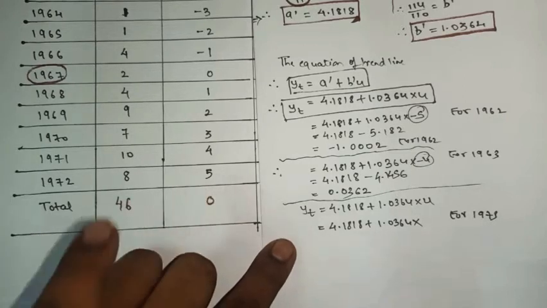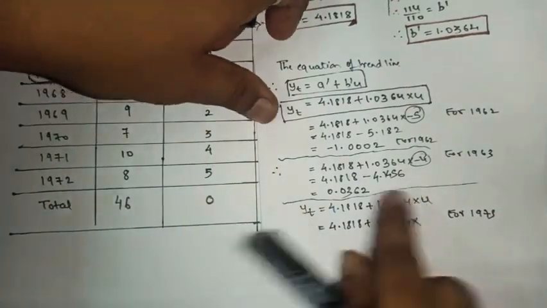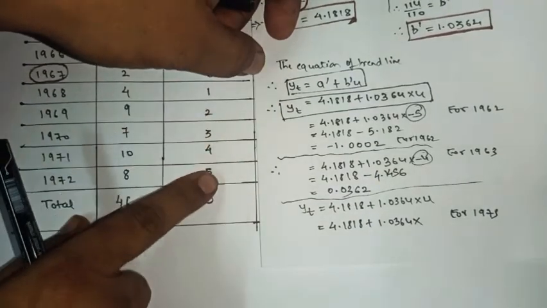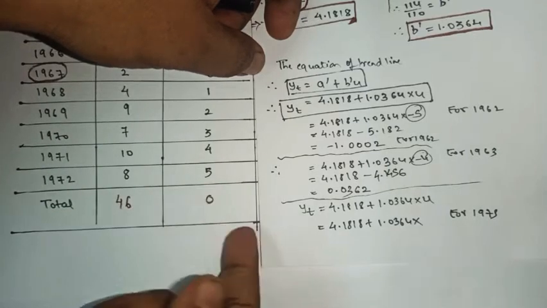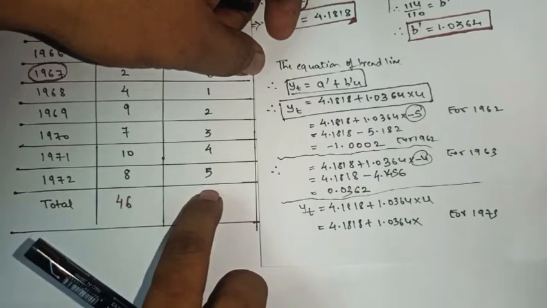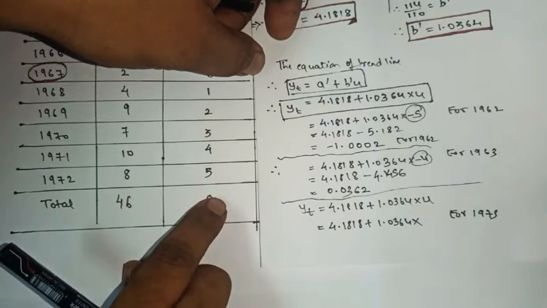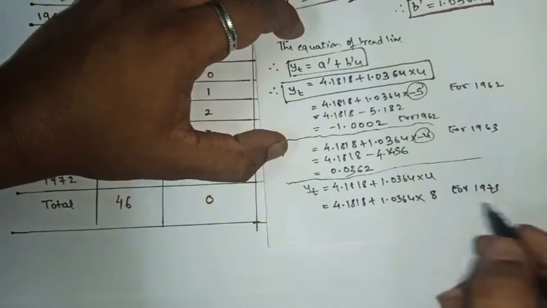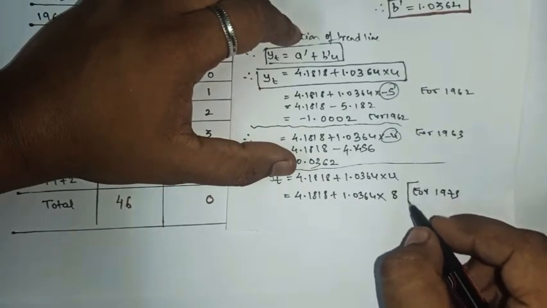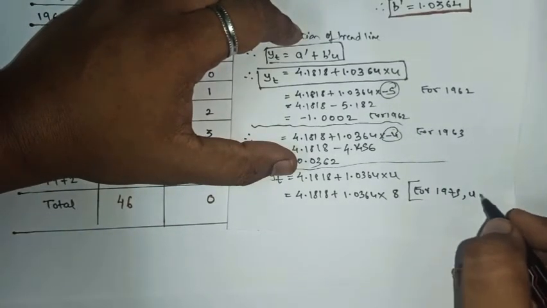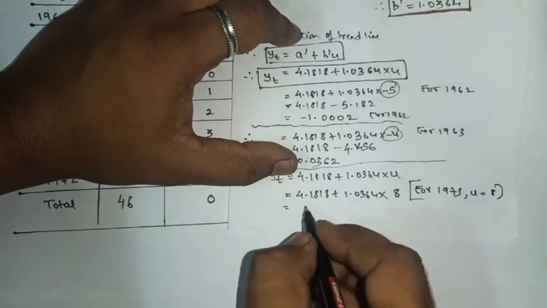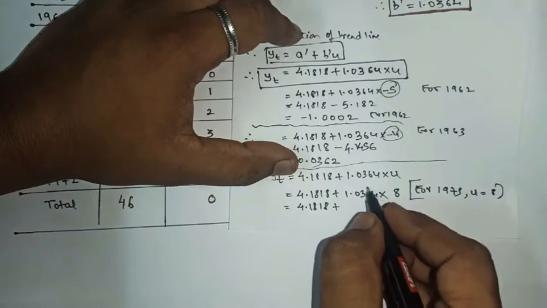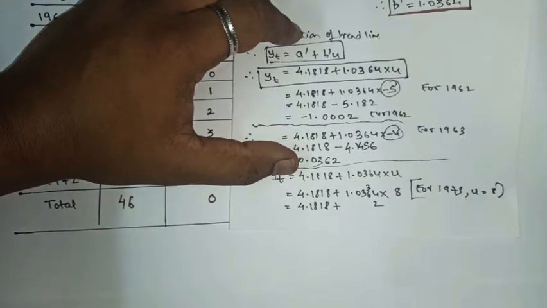Now listen here, how to find the value of u. It is very simple. Like for 73, as it is 1 2 3 4 5, 5 na, so what will be the next number? 6 only. For 1973 it will be 6, 74 it will be 7, and for 75 it will be 8. So here we'll put the value of 8, and here in the reason you can write for 1975 u is equal to 8. So 4.1818, here plus only, so 8 fours are 32, yes or no?